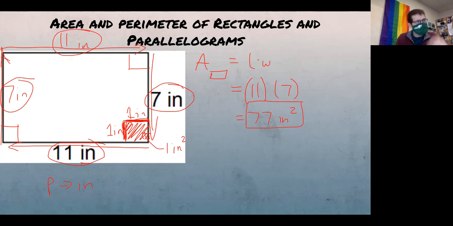So the total distance is just the addition of all the lengths of our sides. 7 plus 11 plus 7 plus 11 equals the perimeter. And of course, the perimeter here is going to equal, you add that up, and that's 36 inches because they traveled in a linear direction, in a linear way.